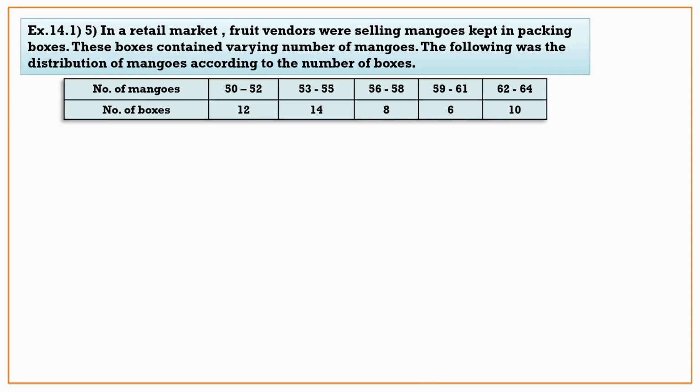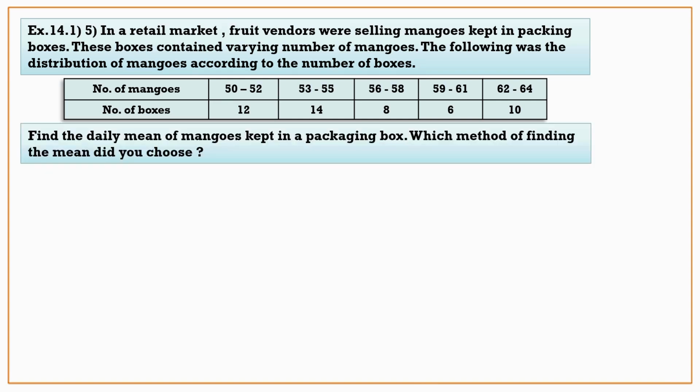Now let's take a look at the second problem. In a retail market, fruit vendors were selling mangoes kept in packing boxes. These boxes contained varying number of mangoes. The following was the distribution of mangoes according to the number of boxes. So the number of mangoes are given and the number of boxes are also given. Find the daily mean of mangoes kept in a packaging box.